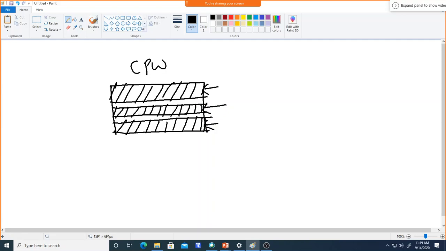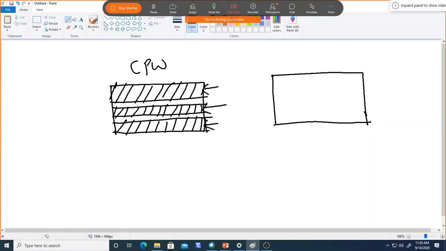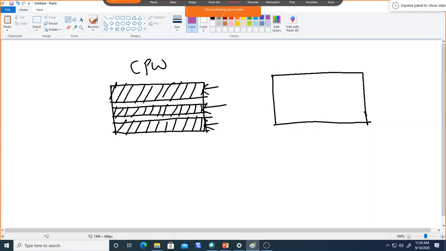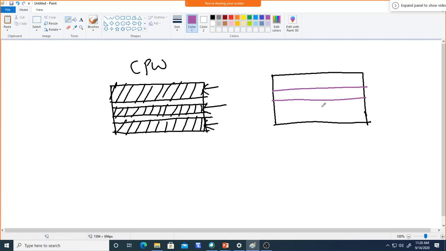Another example is just a 2-conductor system. This is something like your substrate, and you can use 2 conductors. This is one conductor, and this is another conductor. This kind of multi-conductor system you can also use. So this is about the 2-conductor system.